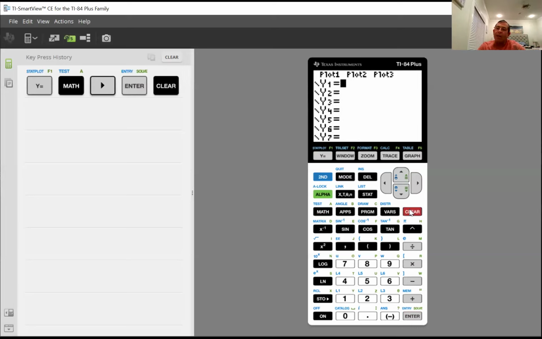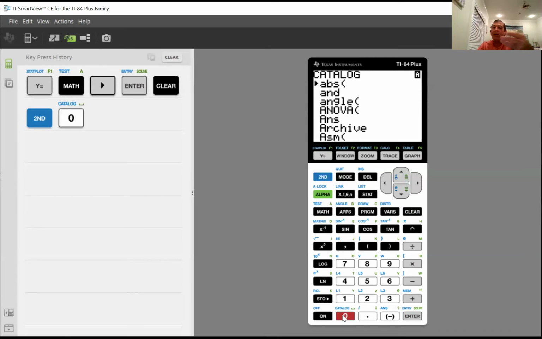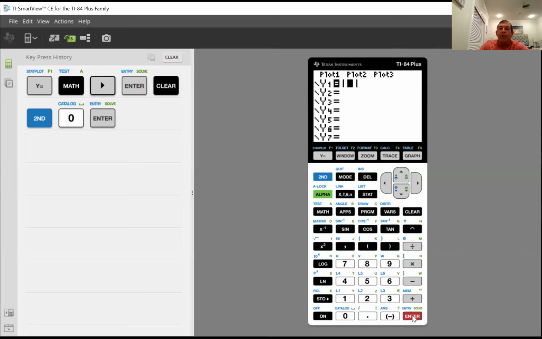And there's a second way to get absolute value. The second way is using the catalog, which will be the second button, and the 0. The catalog's in alphabetical order, and y'all, absolute value is the very first thing on it. So you could hit enter on that. Now put in your x minus 3.